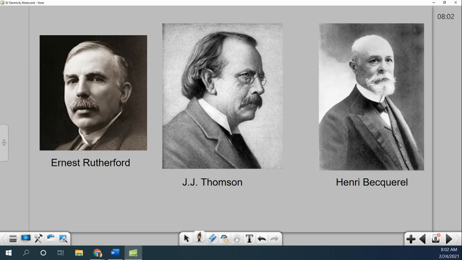Oh yeah, first we've got to look at these guys. Handsome dudes, right? Ernest Rutherford, J.J. Thomson, Henri Becquerel. These are the guys that were doing those experiments with electrons. Basically, they were trying to figure out what an atom looks like, to be perfectly honest. They weren't looking for electricity. They were looking for what an atom actually looks like.